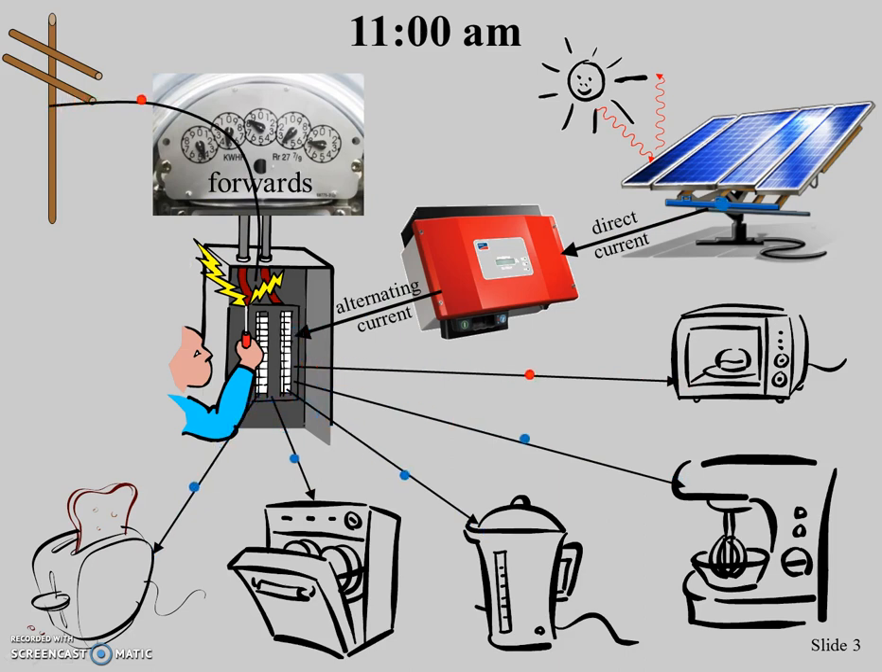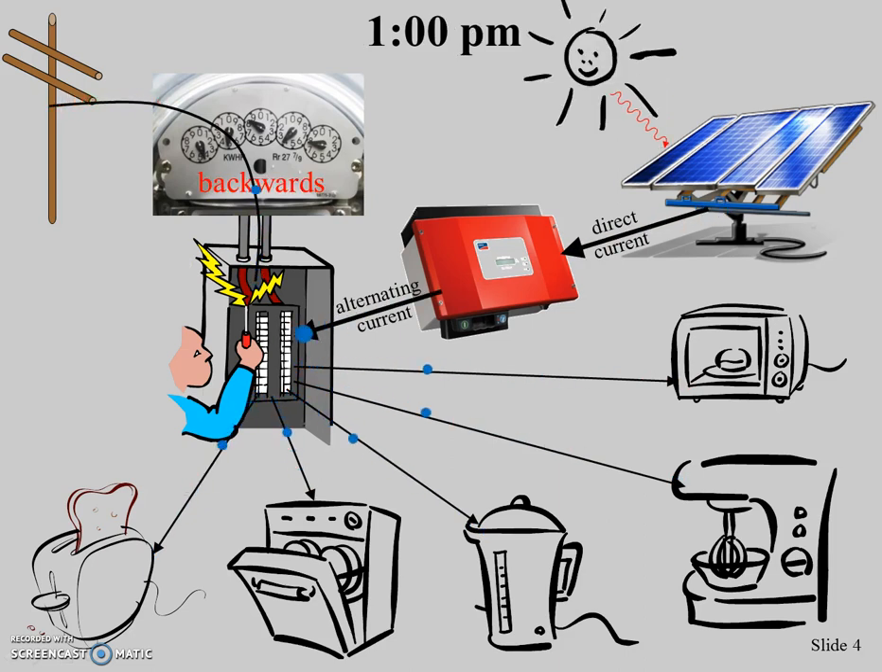Now let's assume that this is a good day. It's 1 o'clock in the afternoon, just afternoon. It's a sunny day, and I'm making a ton of power. So the solar panels generate their direct current. It comes in, the inverter converts it to AC, or alternating current, for my house, and I have totally supplied all the electricity in my house. All my appliances are totally satisfied with solar electricity.